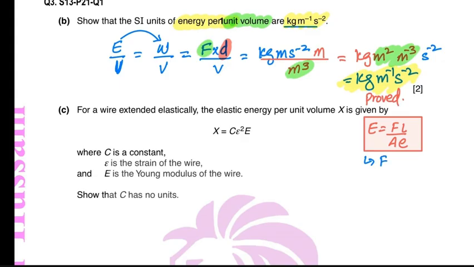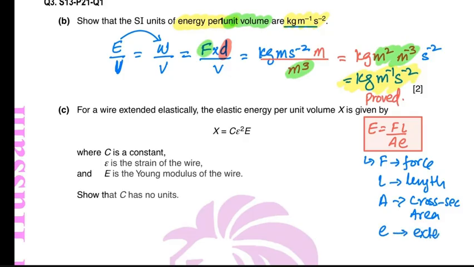So F is the force, L is the length, A is the area, in fact cross-sectional area, and e is the extension. That means unit for e would be what? Just meters. Unit for A would be meter squared. Unit for length would be meters. And unit for force will be kg m s^-2. So just finding the units of C.